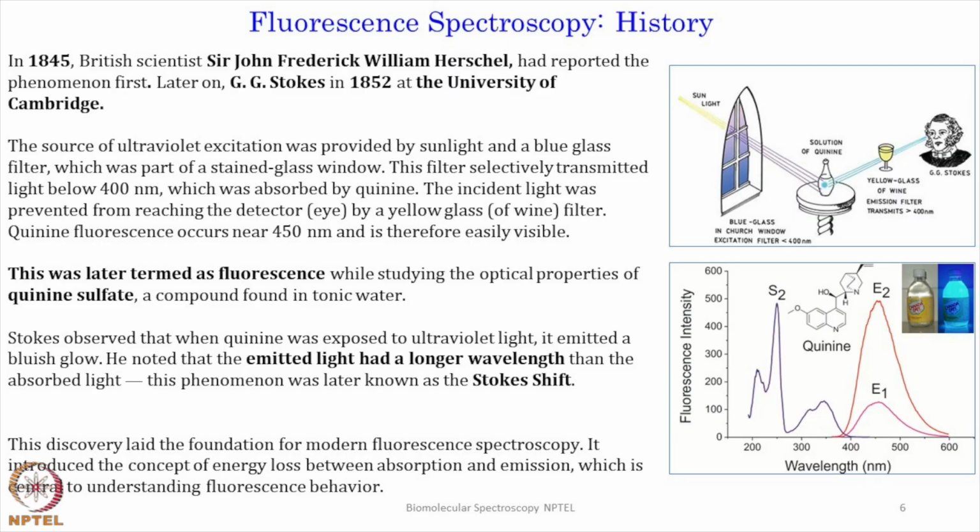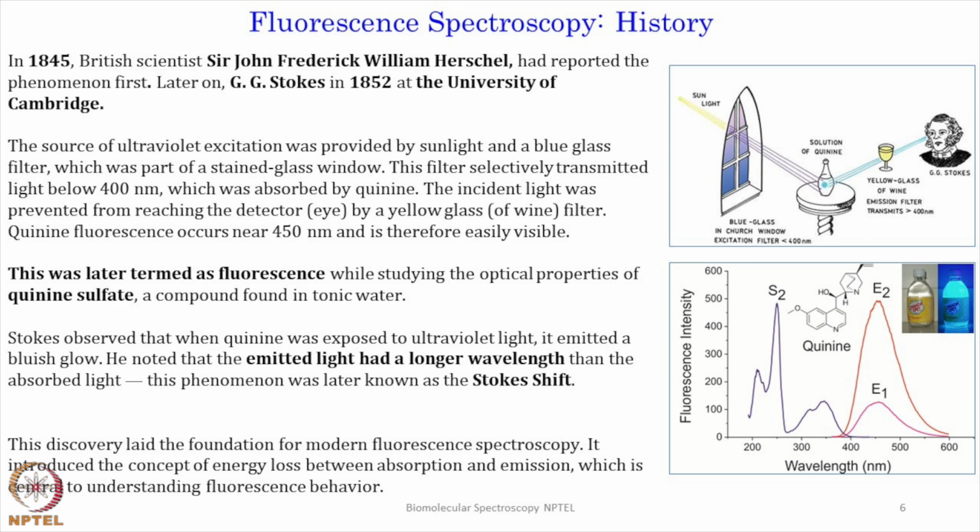With jugaad technology, he did a fantastic experiment to show that fluorescence is happening. The light shining was blue, but what it was emitting was at 450, and it was filtered, and his detection device was just the eye looking at that. So this is the quinine. Now, in terms of modern science, it was absorbing somewhere around 250 or 280 and another absorption around 350, and it was giving emission around 450. So that's the absorption happening.